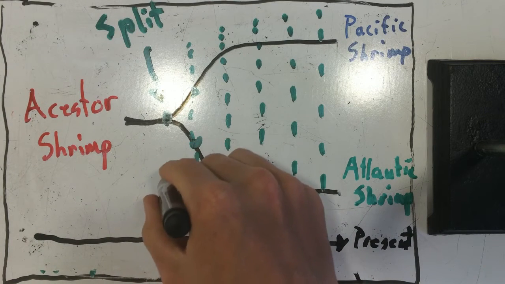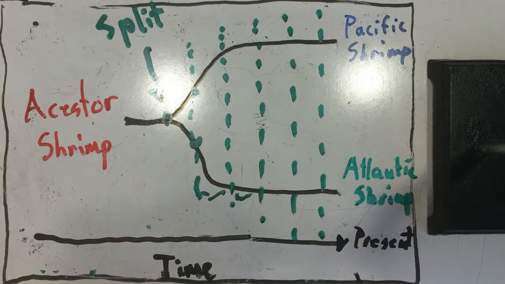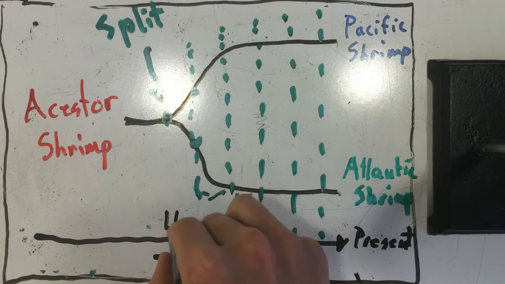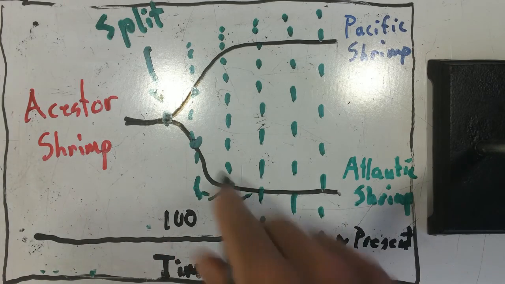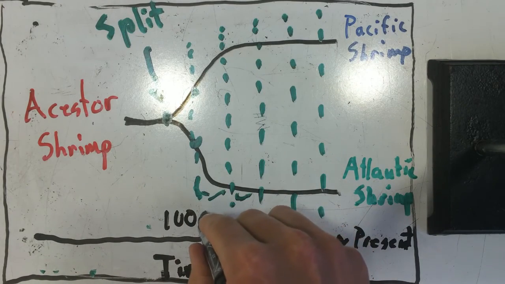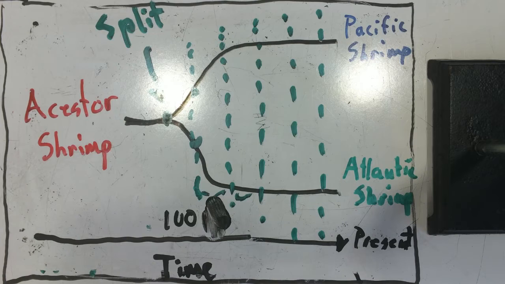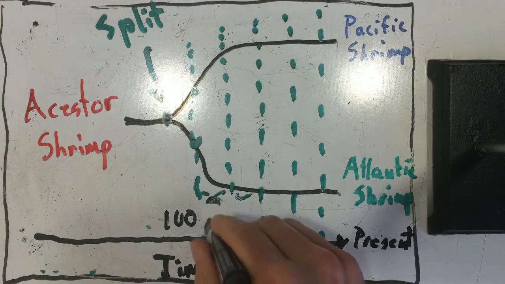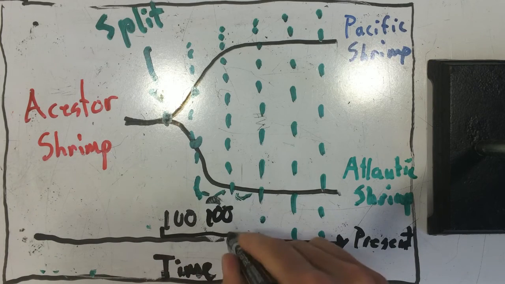So let's say that 100 mutations occur and become fixed in the population per million years. After 1 million years after divergence, we could expect to have 100 DNA differences between the Pacific and Atlantic shrimp. After 2 million years, we could expect to have another 100 come in, and we would have accumulated a total of 100 plus 100, 200 differences.